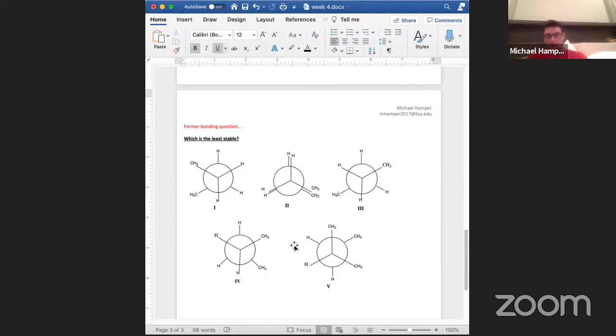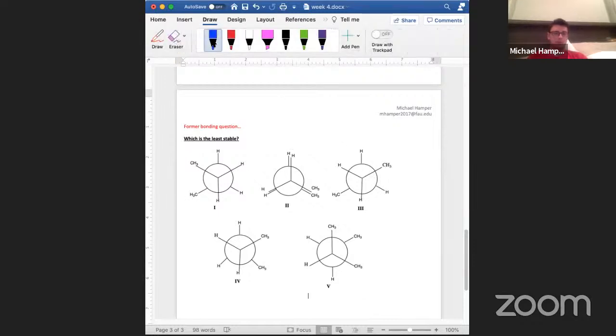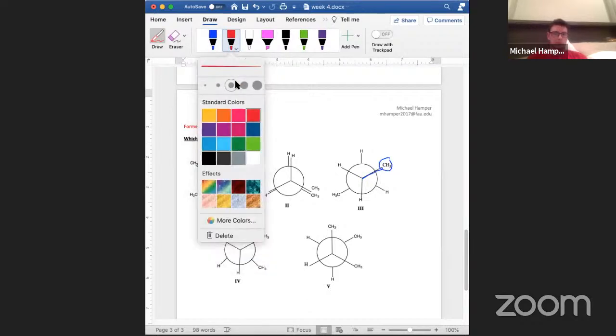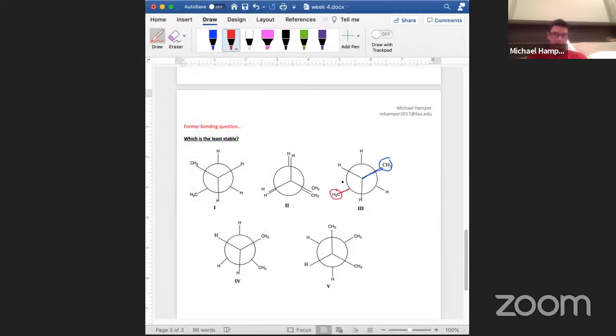That's often why we want tert-butyl. It takes up a ton of space. That's why we want it in the equatorial position. So anyways, deciphering between anti and gauche. Number 3 here is anti. Why? Here's our biggest group on the front carbon, right? And here's our biggest group in the back, right? They are 180 degrees away from each other.